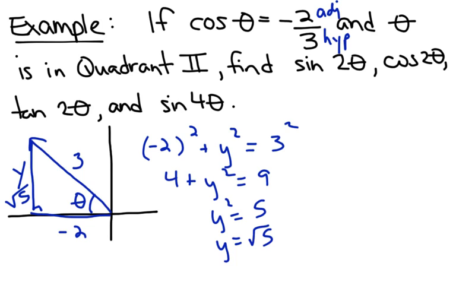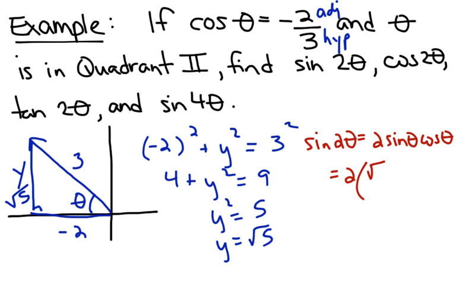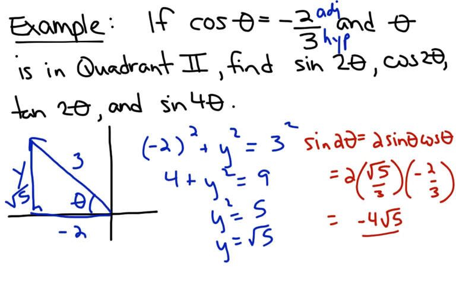Okay, so now, in order to find the sine of 2 theta, which is 2 times the sine of theta times the cosine of theta, I'm just going to do 2 times the sine of theta, which from this triangle is the square root of 5 over 3, and the cosine we already knew was negative 2 over 3. All I have to do is multiply those fractions together. I get negative 4 square root of 5 on top and 9 on the bottom. It can't be reduced, so that's the answer.